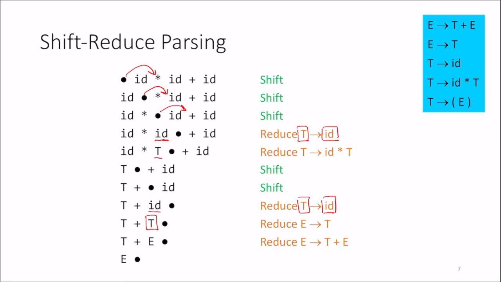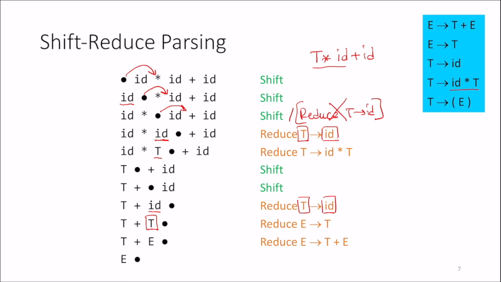Notice that I could have done a reduce over here, right? I had a choice between shift or a reduce with T goes to ID, but this one is something we chose not to do. We don't want to do this, because if we do that, we'll end up with T times ID plus ID, and there is no way that we can match this rule. This is the rule that we want for the multiplication, right? We need ID times T. If I end up with a T times ID, we are essentially stuck. We cannot get to the start symbol by doing that reduce action.